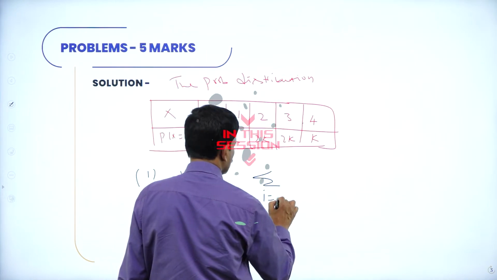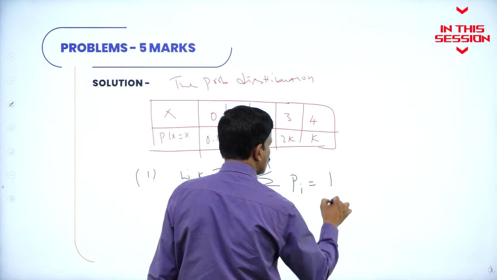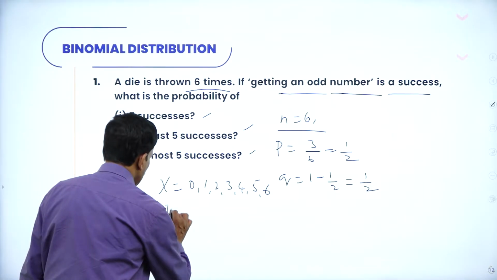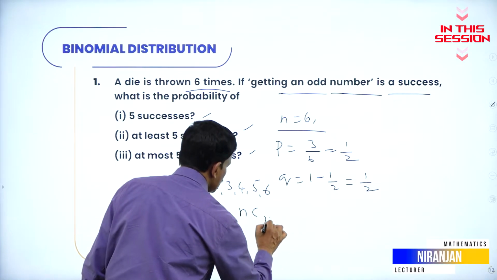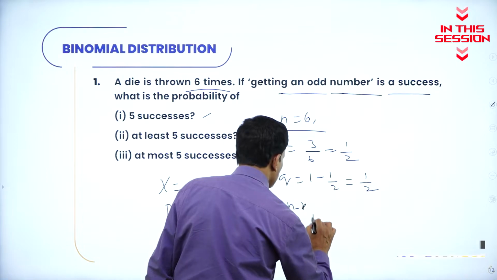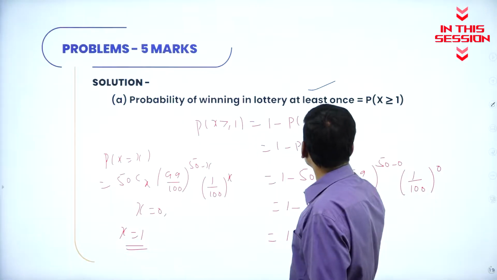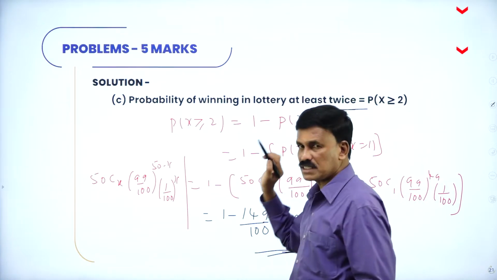Sigma i equals 1 to n, P of i is always equal to 1. Bernoulli's trial, we have probability of X equals x is nCx q to the power of n minus x into p to the power of x. At least once, exactly once, at least twice. So like that they will ask.